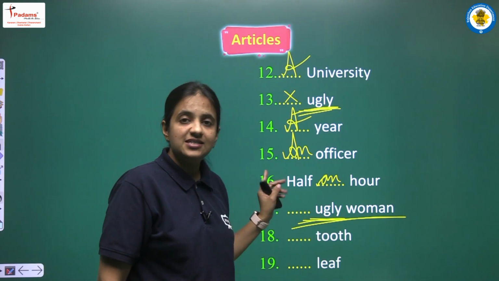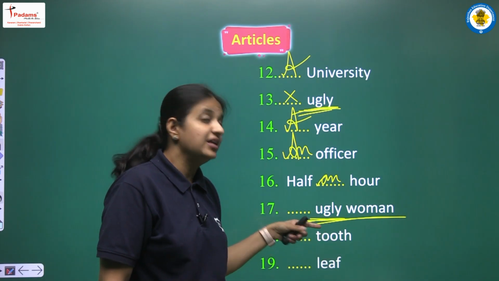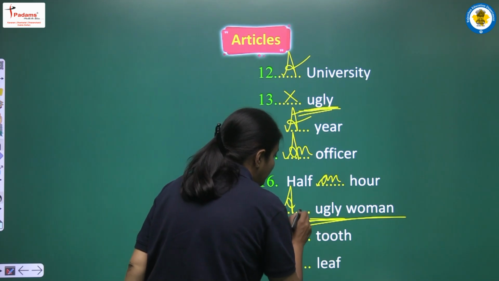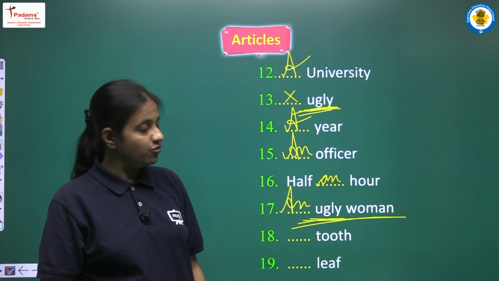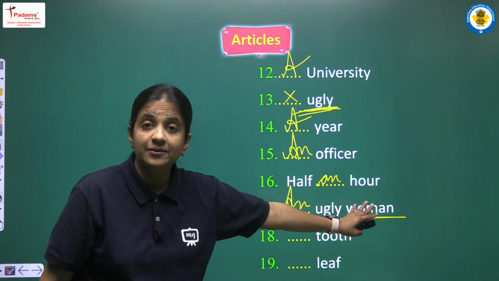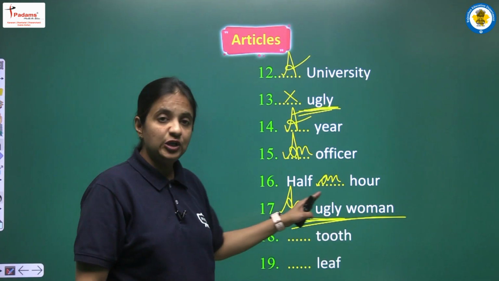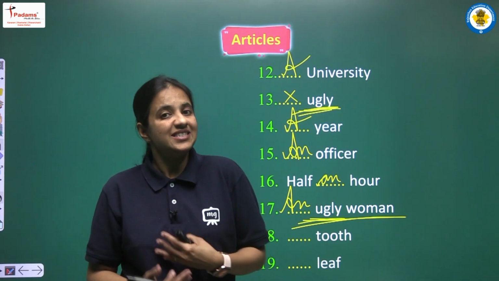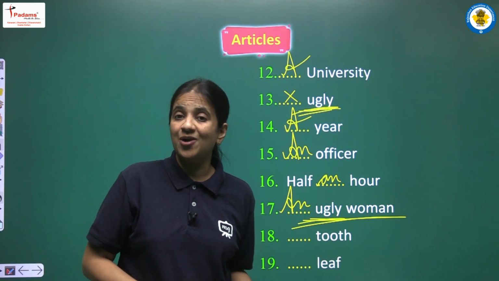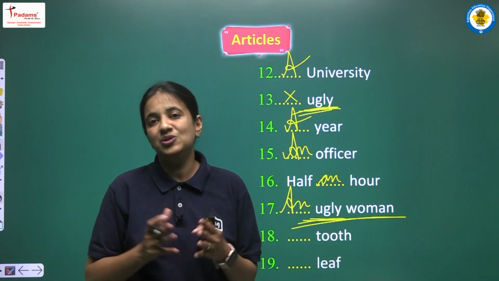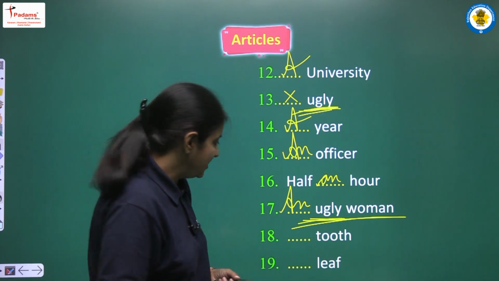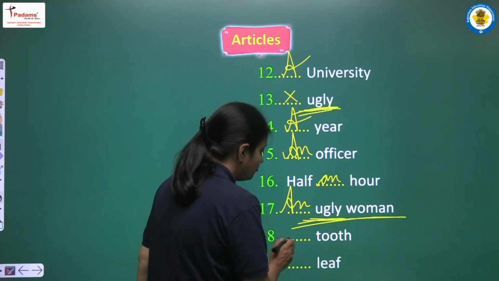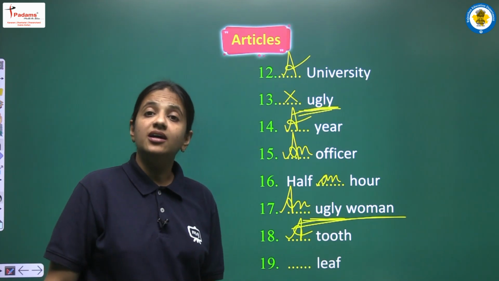So now let's see the sound. The starting pronunciation we are having ugly, right? So according to the sound we have to use N here because we are having vowel sound in the beginning. So it will be an ugly woman. Okay. Next we are having tooth. So again we can see that tooth, it is one of the noun and it is singular noun and it is a countable noun. So all the things we are having here, so we can use the article according to the pronunciation, according to the starting sound. So we are having consonant sound here. So for that we have to use A. So it will be a tooth.